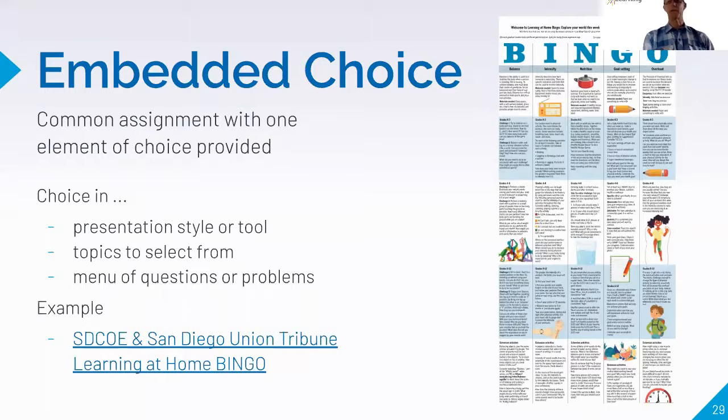What's cool about the example here is that San Diego Union Tribune and San Diego County Office of Ed created one of these embedded choice options in the spring for parents to use. So really it was all a common assignment, but at different points, students are selecting what they get to do within that common assignment. So this is, again, an example of embedded choice. It's real simple. One element of choice provided.